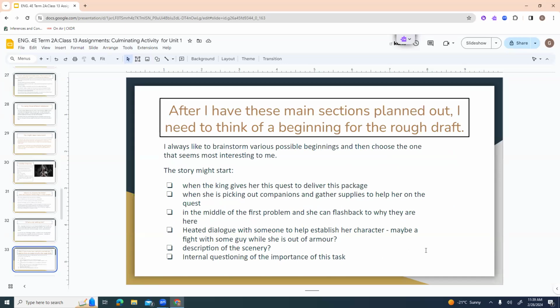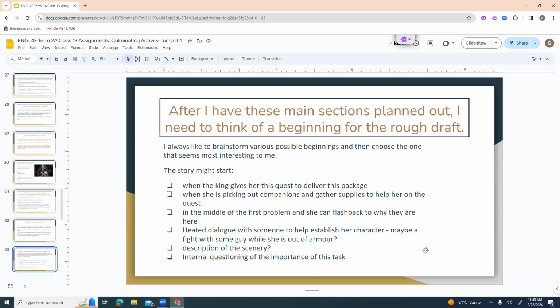Okay. Now, after I have these three main sections planned out, I need to think of a beginning for the rough draft. I always like to brainstorm various possible beginnings and then choose the one that seems most interesting to me. So, how am I going to start the story? Maybe when the king gives her the quest to deliver this package. Maybe when she's picking out the companions and she's gathering supplies to help her on the quest.